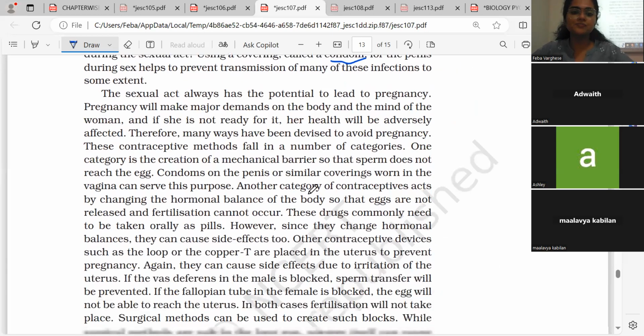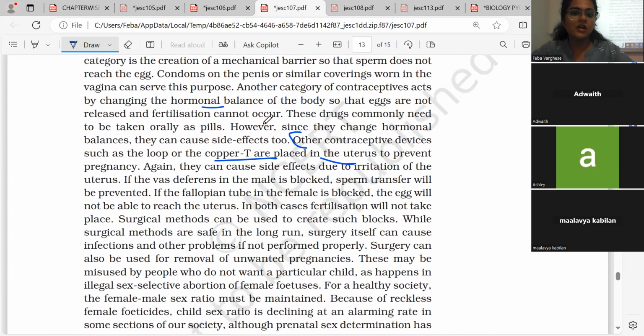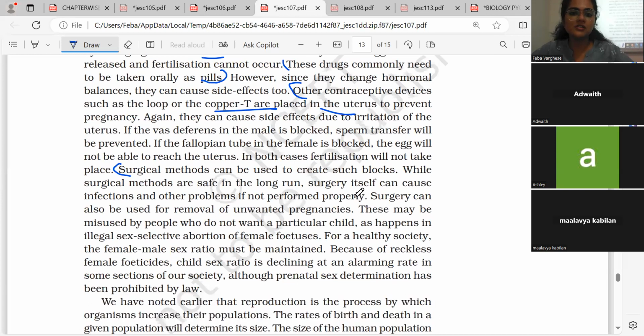Then, in order to control the population, all these contraceptive methods can be used. There are certain devices that can be placed inside the uterus, like the copper T, in order to prevent pregnancy from happening. Also, pills can be consumed to change the hormonal balance, so that the release of the egg does not happen in females. There are surgical methods also. Which are the surgical methods? There is vasectomy and tubectomy, right?